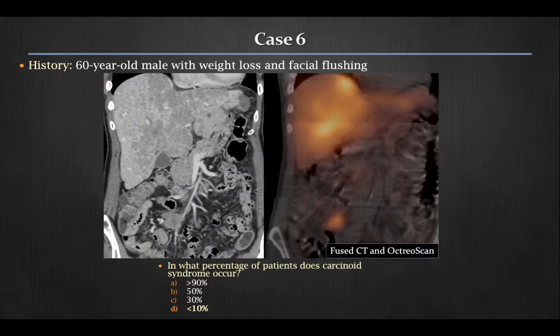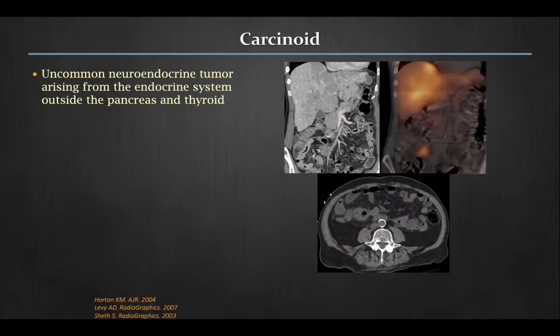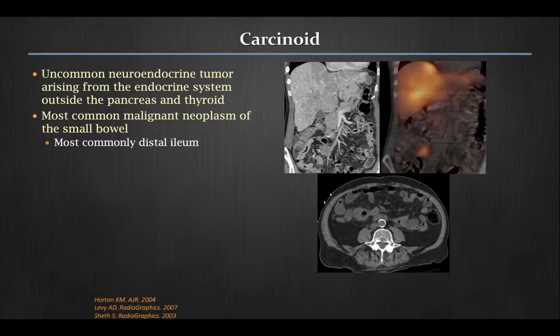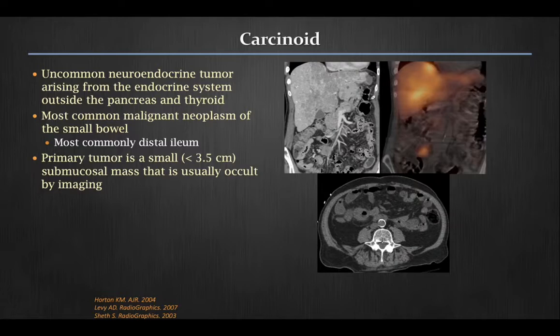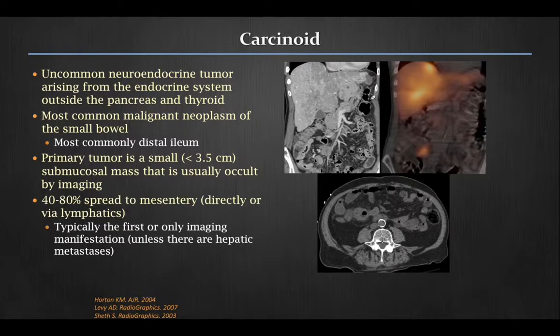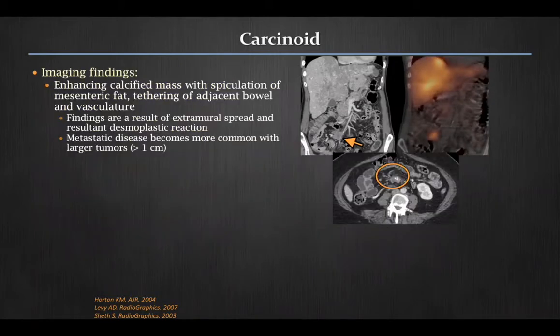The answer is less than 10%, a minority of patients. Carcinoid tumors are neuroendocrine tumors that arise from the endocrine system outside of the pancreas and thyroid gland. It's the most common malignant neoplasm of the small bowel, classically arising in the distal ileum. And one thing that I think we sometimes forget is that the primary tumor is actually very small. It's usually a little submucosal mass that we either rarely or never see on imaging. And so what we see is the associated desmoplastic reaction or the regional spread to the mesentery. And that's usually either the first or only imaging manifestation, unless there's also hepatic metastatic disease.